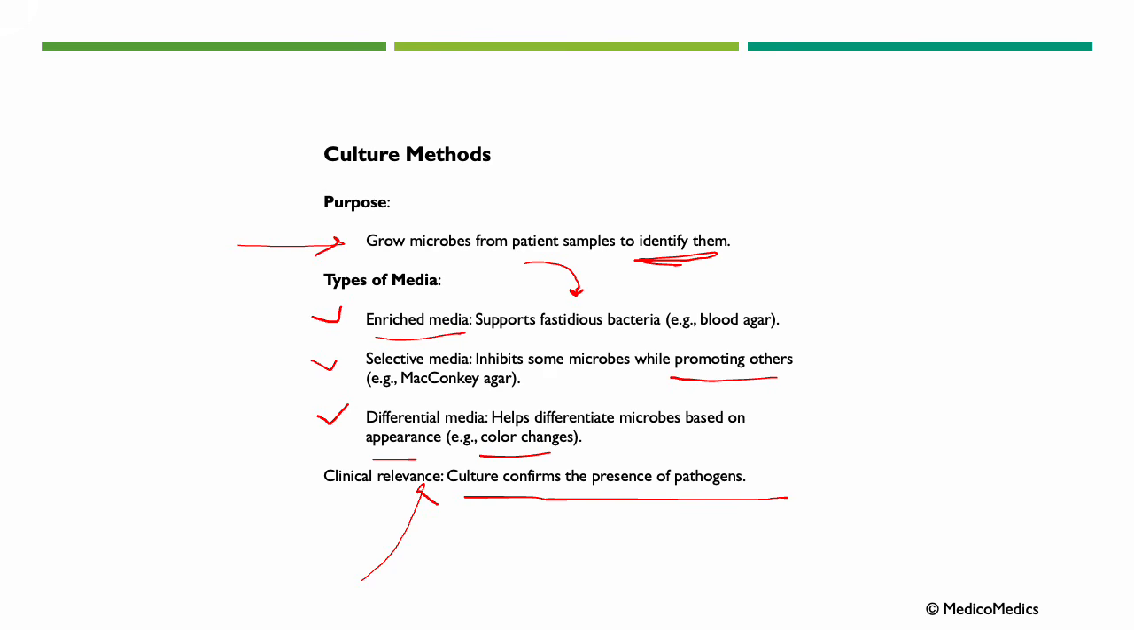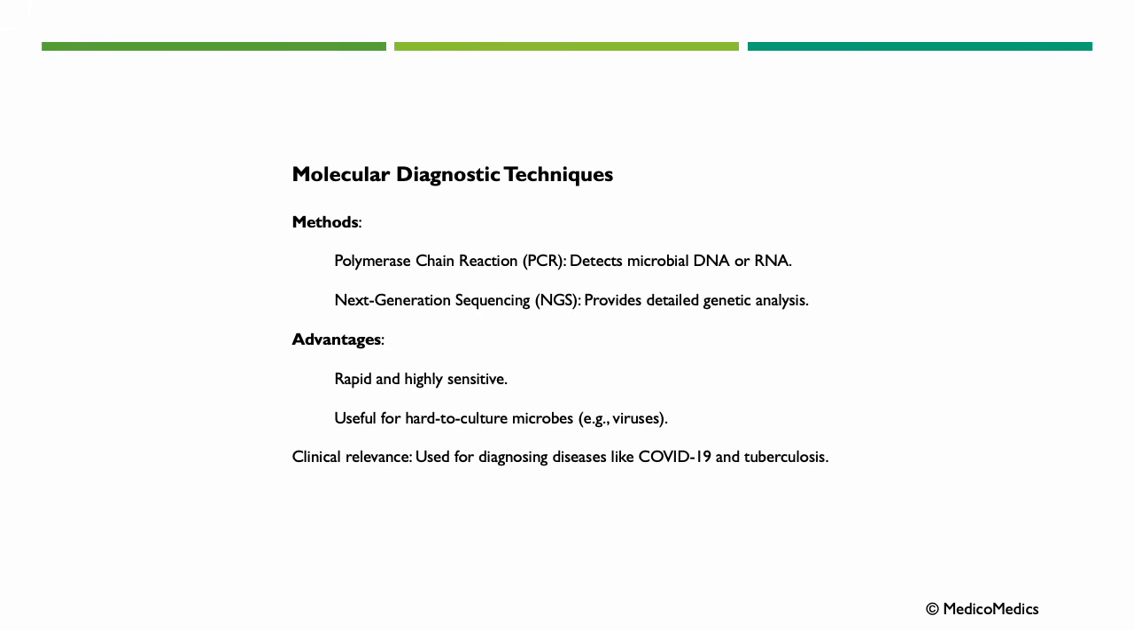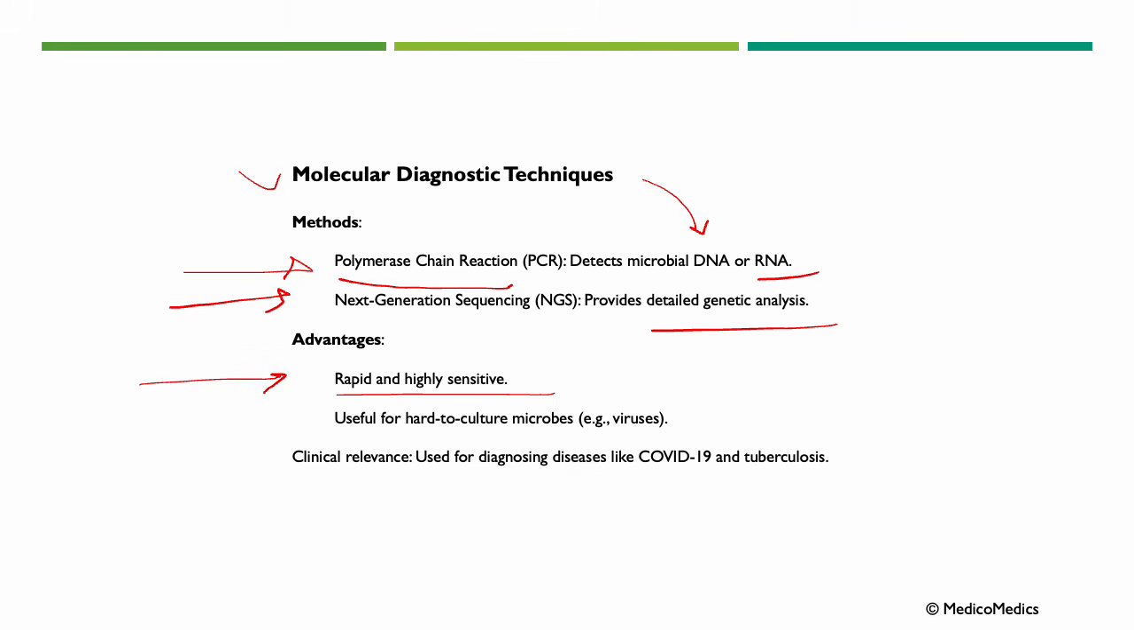So culturing is like growing plants in a garden. Different soils, quote unquote, media, help grow specific microbes, and once they grow, we can identify them. Molecular diagnostic techniques. So methods include polymerase chain reaction. This helps us detect microbial DNA or RNA. We have next generation sequencing, which provides detailed genetic analysis. The advantages here are that they are rapid and highly sensitive and useful for hard to culture microbes like viruses.